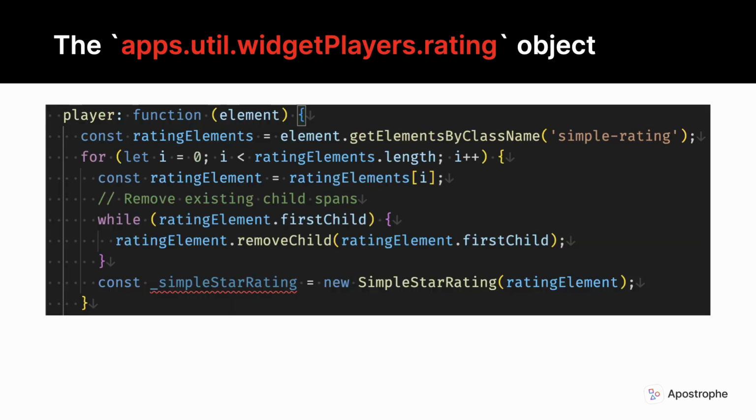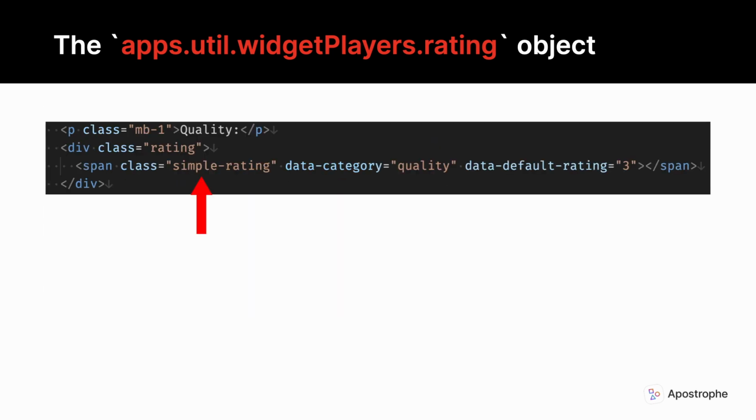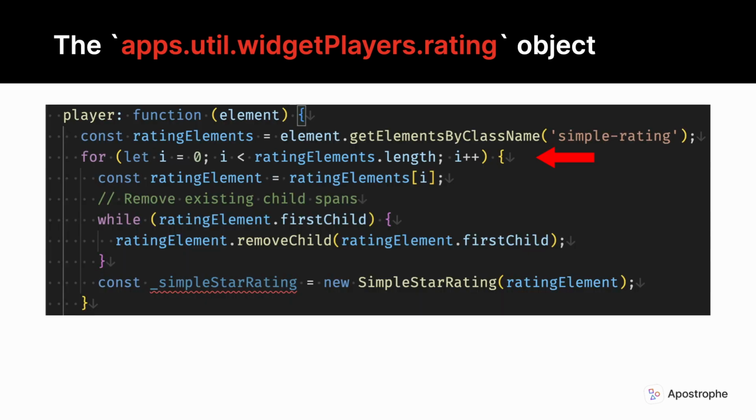The code for the player begins by getting all the elements in our widget with a class name of simple rating. Looking back at our markup, each of the three sections, quality, safety, and value, have a span with this class. The array of these elements is passed into a for loop. Any existing star element arrays are removed, and each gets a new simple star rating constructor instantiated that adds the correct stars based on the data default rating.